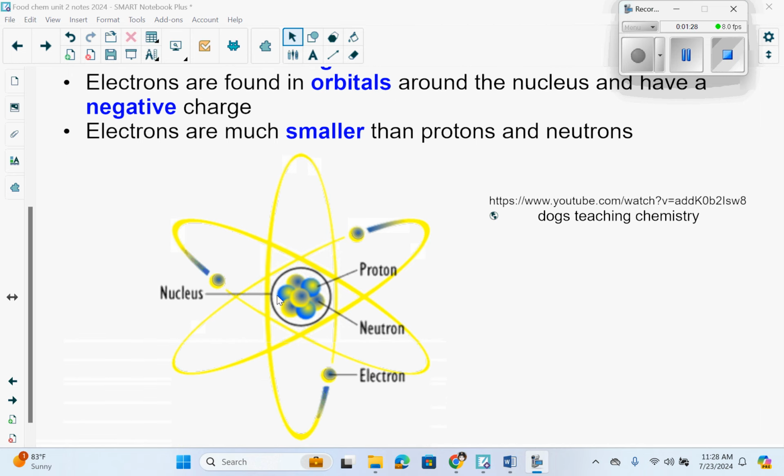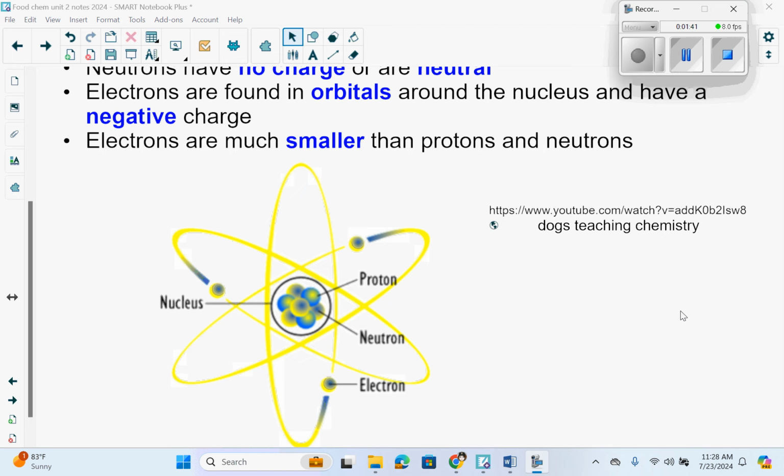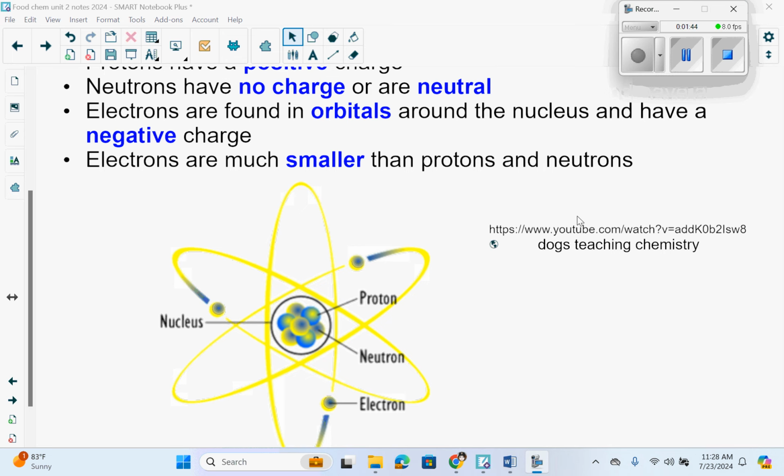This is not the most accurate depiction of the atom, but it's pretty common if you just search it. But basically, the electrons are around the nucleus in orbitals, and it's their movement that actually determines different reactions. And this is an awesome video. It's Dogs Teaching Chemistry. It's a little review of the parts of the atom, and Dogs will teach it to you if you'd like to take a look.